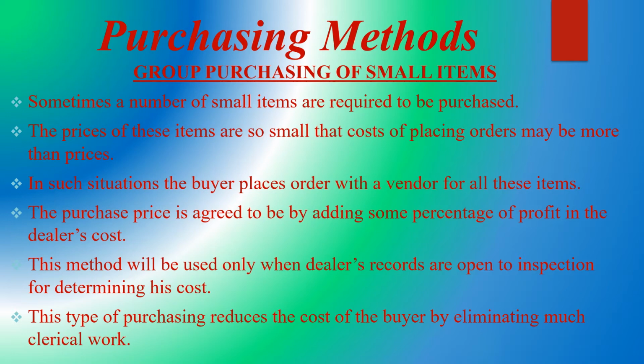The purchase price is agreed by adding some percentage of profit to the dealer's cost. This method will be used only when the dealer's records are open to inspection for determining his cost. This type of purchasing reduces the cost of the buyer by eliminating much clerical work.